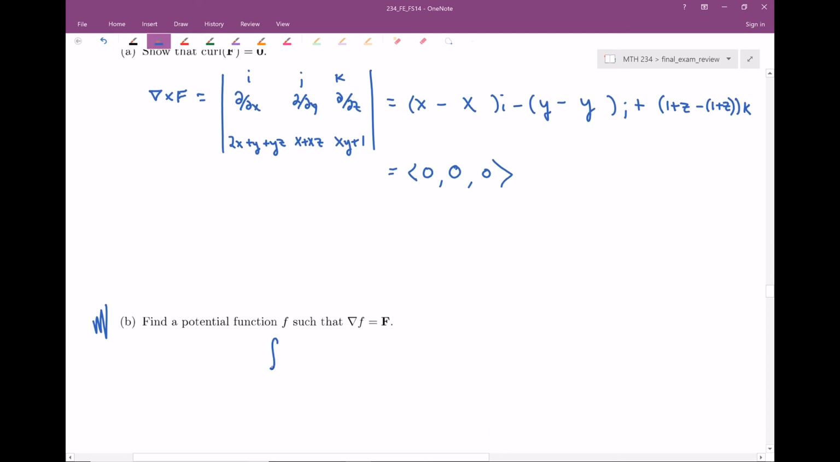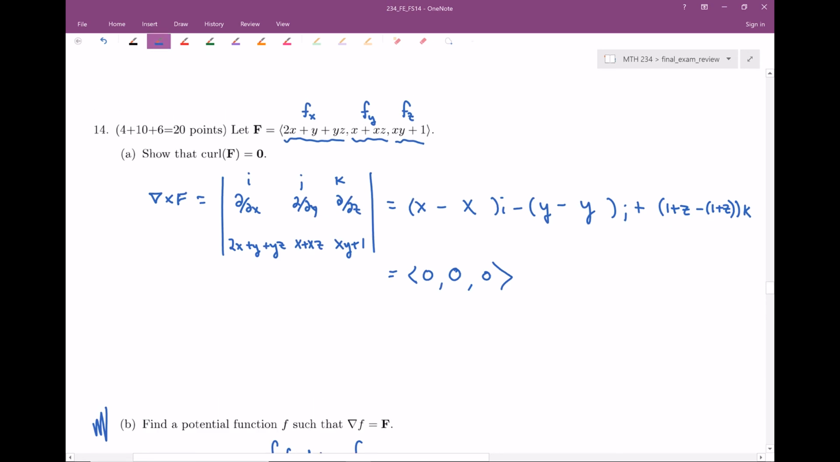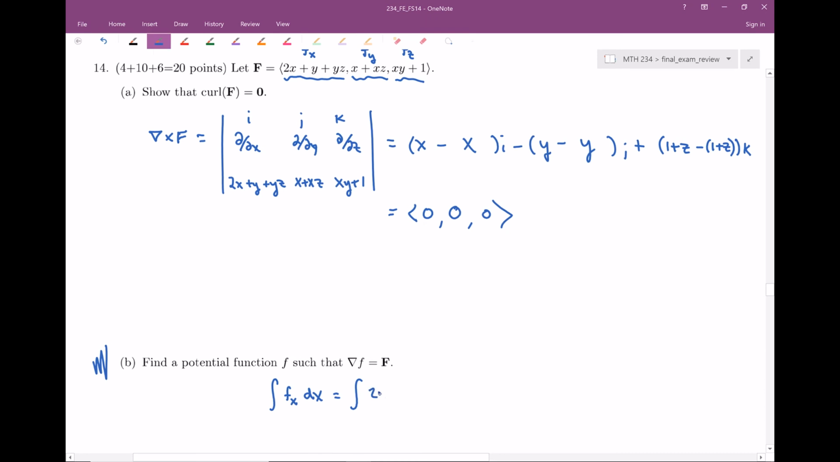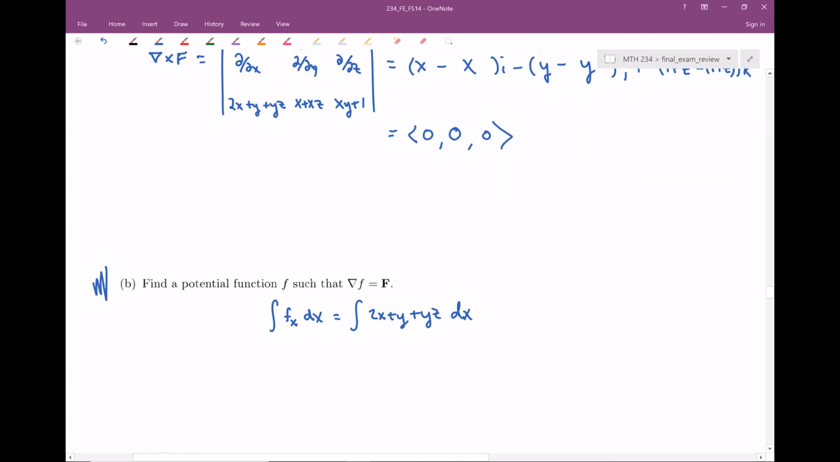So I'm going to start by integrating f sub x with respect to x. This would be maybe a good starting point for what my potential function should be. So in this case, we know that f sub x should be this first component. So that's going to be 2x plus y plus yz. Again, I'm integrating that with respect to x. And so when I do that, I get x squared plus xy plus xyz, and the only problem here is that, when you take a derivative with respect to x, you lose all of your information about y's and z's, right?